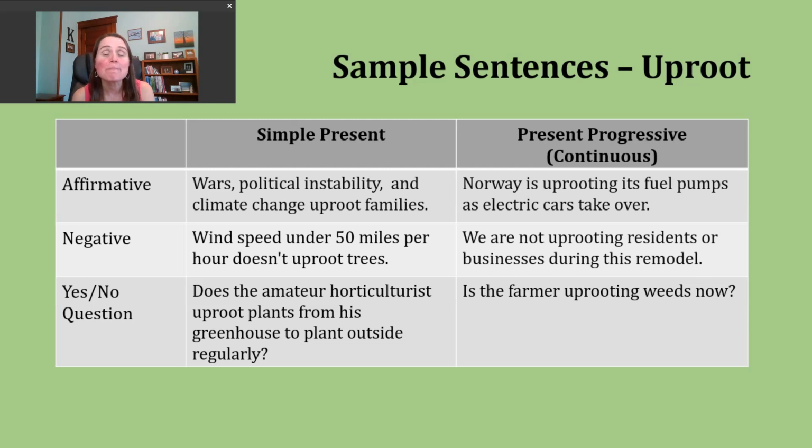Now let's move on and make a sentence in the negative, also in present progressive. Again, to do this, we've got to pay attention to our subject. We want to use the form of be that matches, followed by not, and then the verb with the ing ending. Here's another example. "We are not uprooting residents or businesses during this remodel."